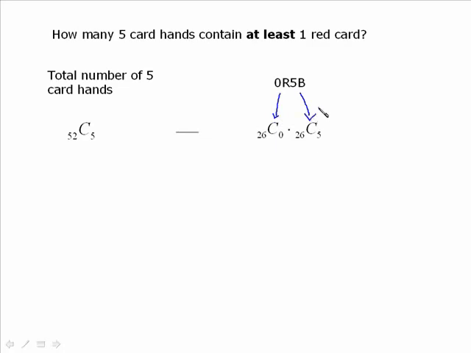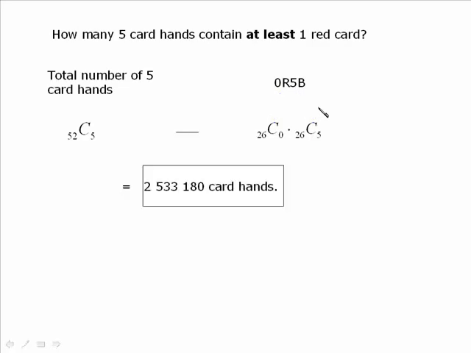Now 26 choose 0 is just equal to 1, so you don't even need to include that if you don't want, but no harm will come if you do. And then when you work this out and subtract, you'll get a big number still, 2,533,180 card hands. But it was way better than adding them all together. So you should be asking yourself, for any question where you're adding a bunch together, is there an easier way? Would it be easier for me to do a subtraction, an indirect method for it?